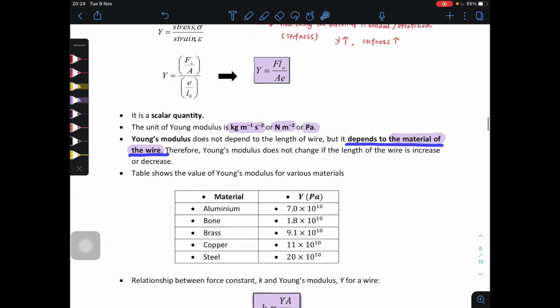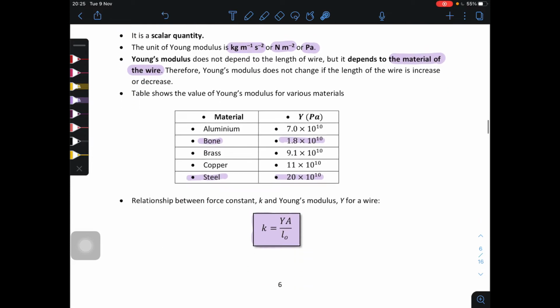Okay, so boleh tengok dekat dalam table ni, untuk aluminium, bond, brass, copper and steel, they all have their own Young's modulus value. So from here you can see that steel has the highest Young's modulus, and then the lowest Young's modulus value is for bond. So dekat sini kita boleh cakap lah steel is stiffer than all of this material, and the less stiff here is the bond because it has lowest value for Young's modulus.